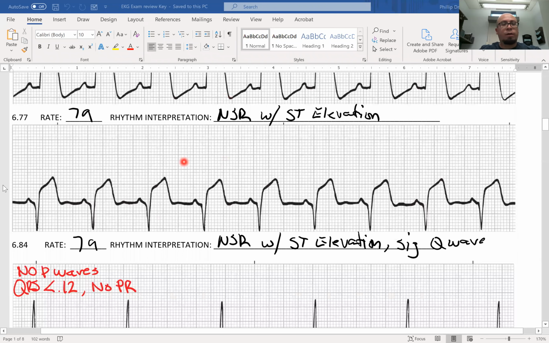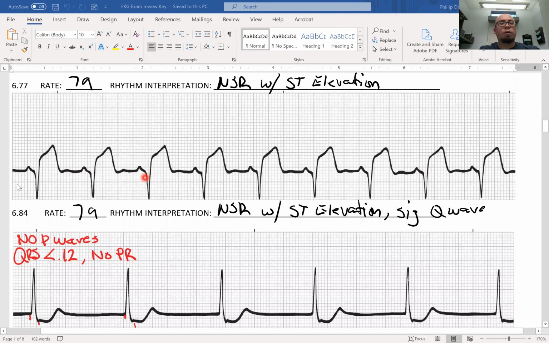We'll keep the heart attack train going here. We got another regular rhythm in 6.84. You have all of your waves. You have a P, a QRS, and a really tall T up here. P, QRS, T, P, QRS, T, P, QRS, T, all the way across.